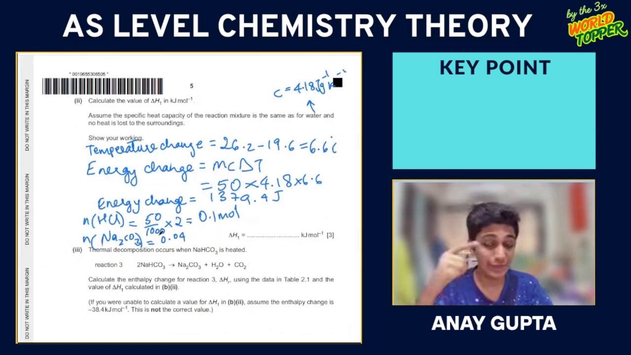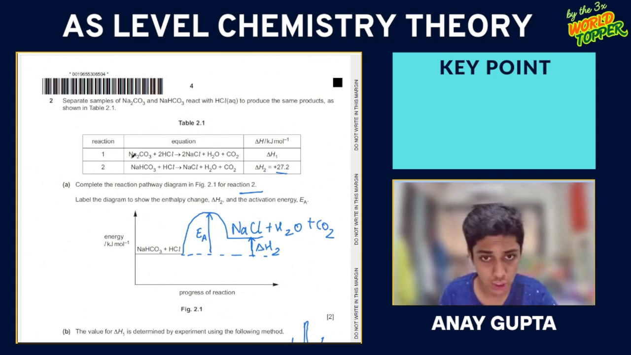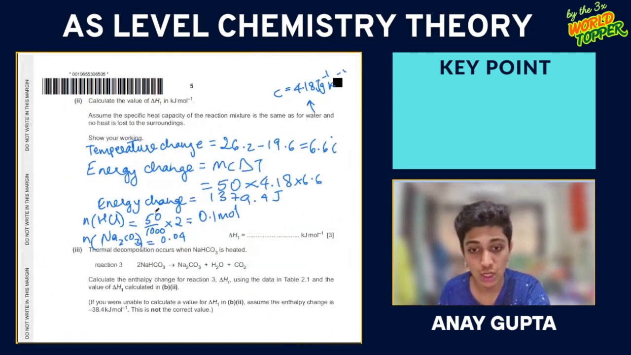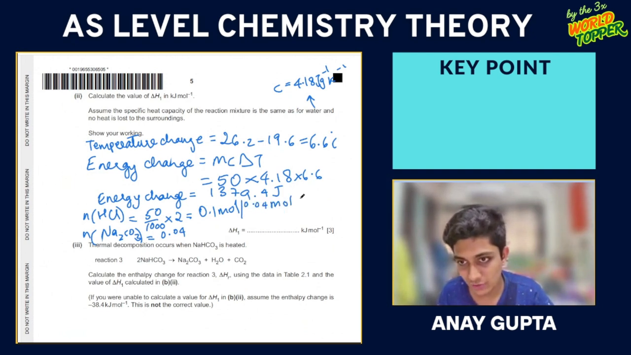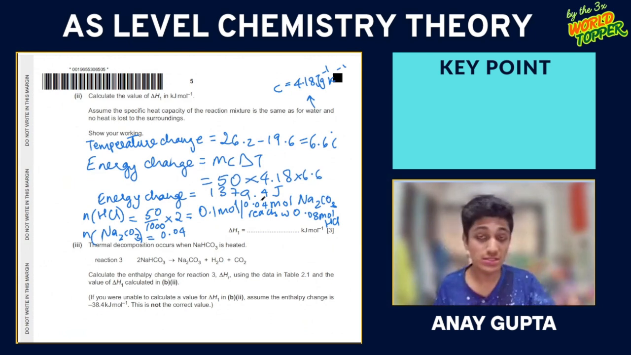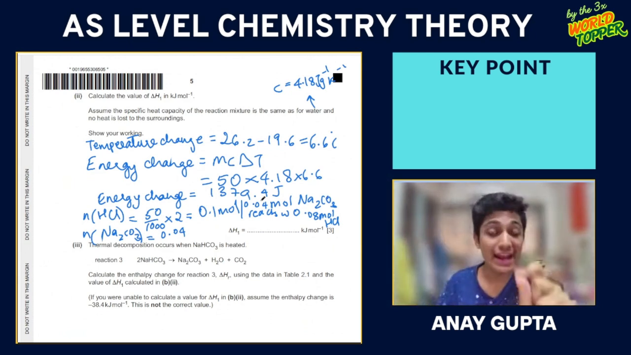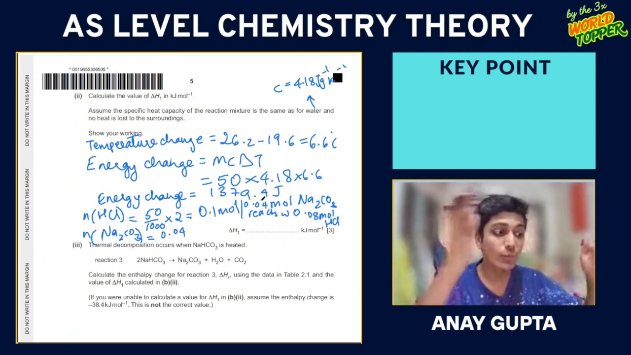Now, the next thing that we need to take care of is the ratio. So 1 mole of Na2CO3 reacts with 2 moles of HCl, right? So the ratio is 1 is to 2. So that means 0.04 moles of Na2CO3 reacts with 0.08 mole of HCl. So what does that tell us?